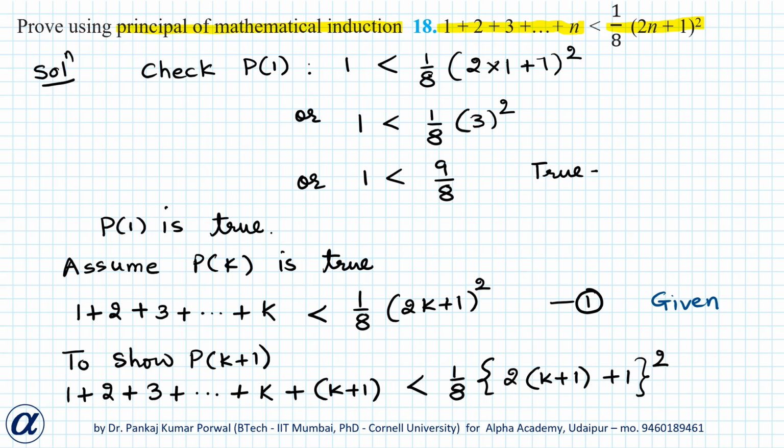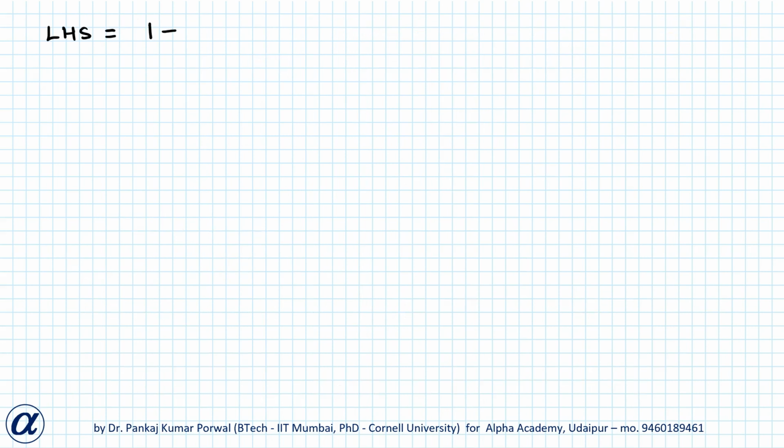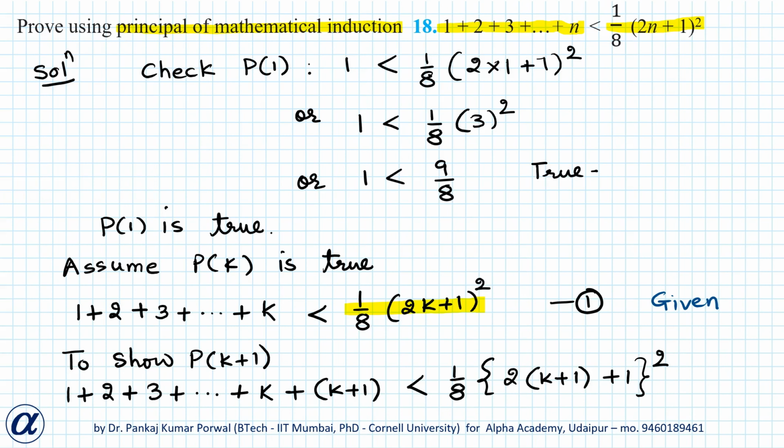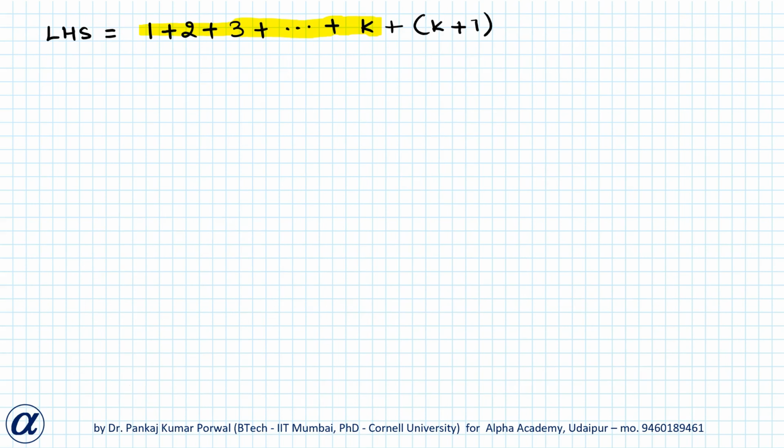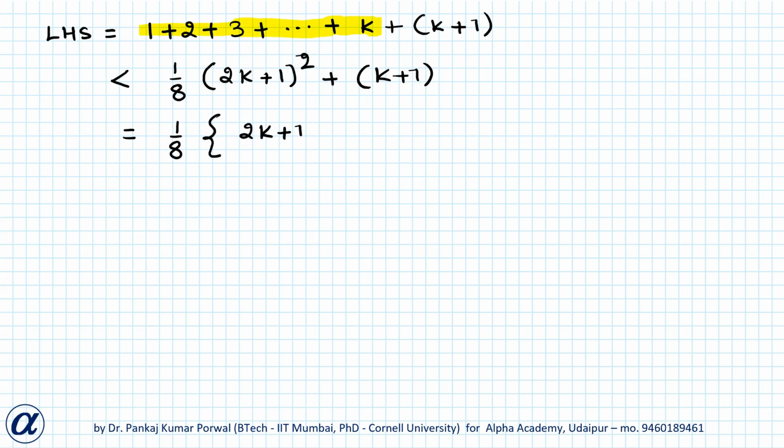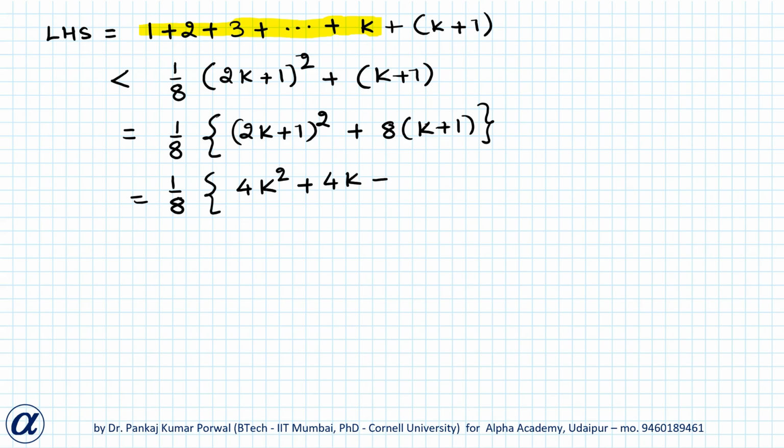Now let's look at the left hand side of this inequality. So left hand side equals 1 + 2 + 3 + ... + k + (k + 1). Now 1 + 2 + 3 + ... up to k is the same as the left hand side of P(k), which is less than (1/8)(2k + 1)². So this whole left hand side will be less than (1/8)(2k + 1)² + (k + 1), that will be equal to, I can take 1/8 out common, (1/8)[(2k + 1)² + 8(k + 1)] = (1/8)[4k² + 4k + 1 + 8k + 8].